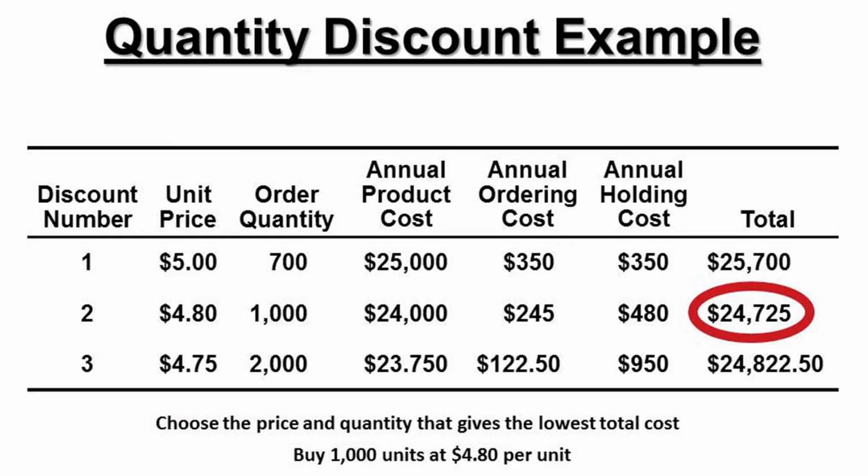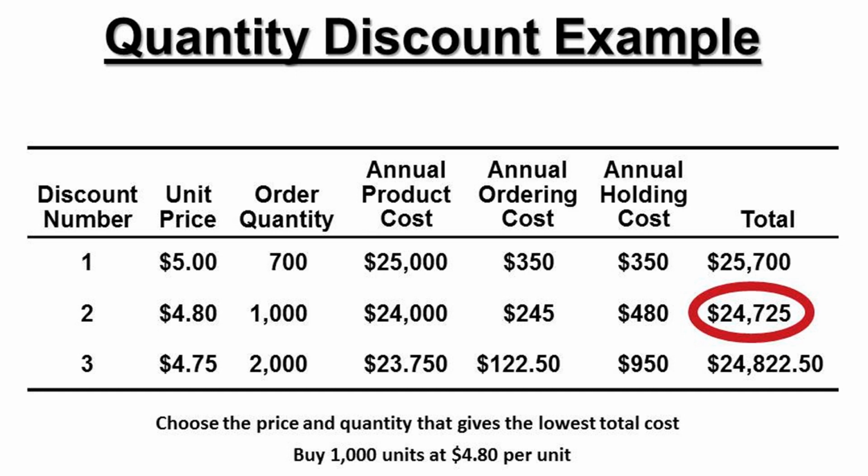So what we have done here is put all these values in a table. Discount number 1, price per unit is $5. You're buying 700 quantity at a time. Your EOQ is 700. Your annual purchase cost and product cost is going to be $25,000. If you move across horizontally, you will notice your annual ordering cost, your annual holding cost, and total cost. And I've done the same thing for number 2 and number 3.